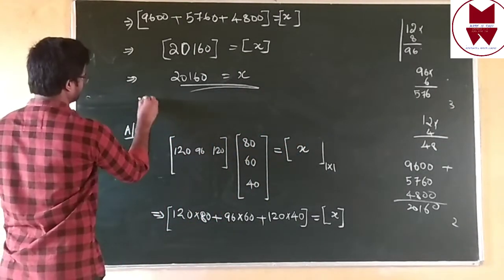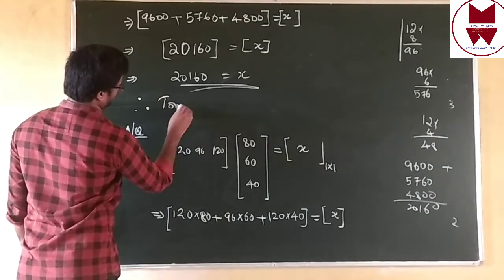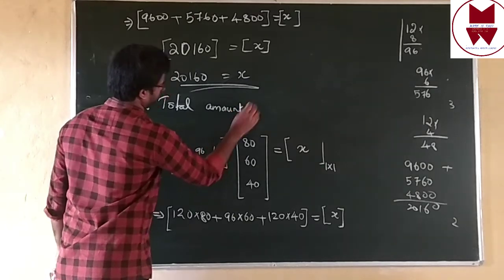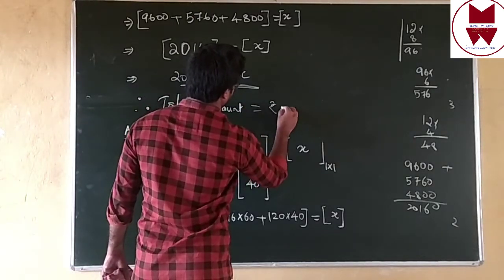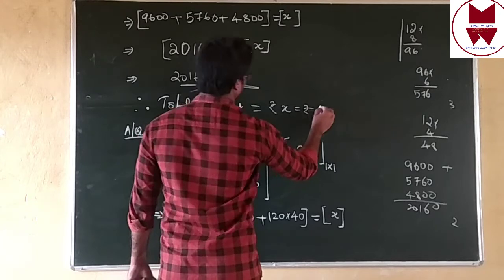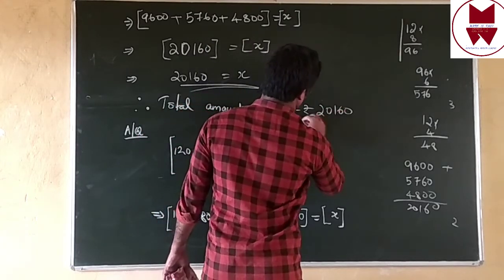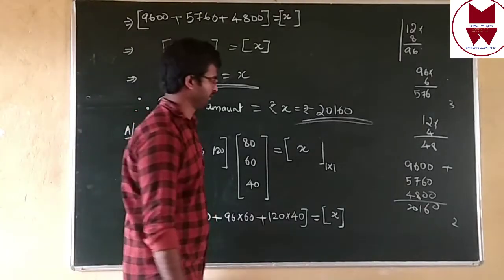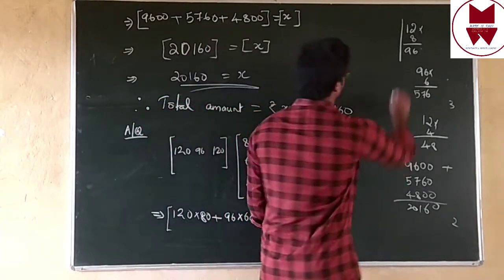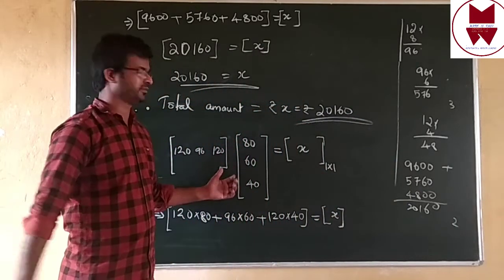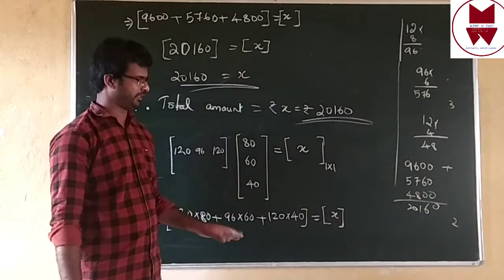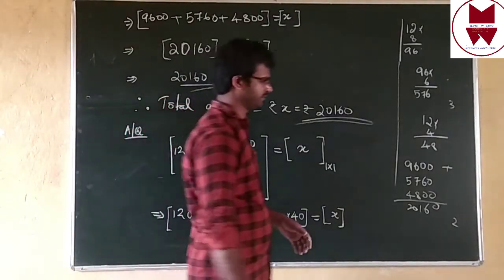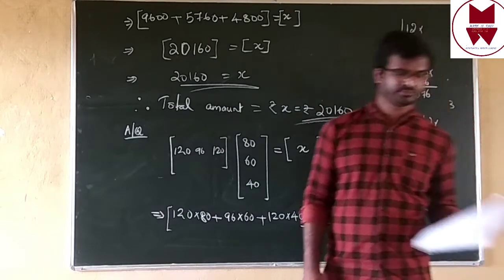Therefore, the total amount equals rupees X, equal to rupees how much? 20,160. 20,160. That is our answer. Then be careful about this matrix, how to write it. That is the only important thing. The remaining everything is just matrix multiplication only.